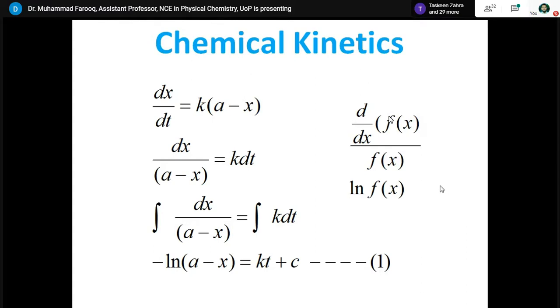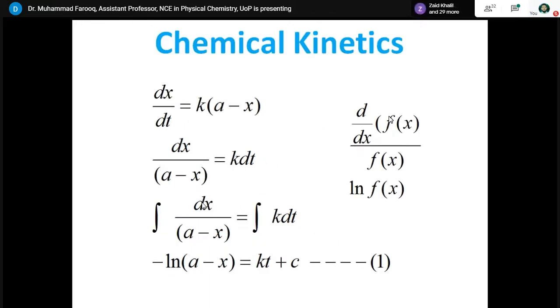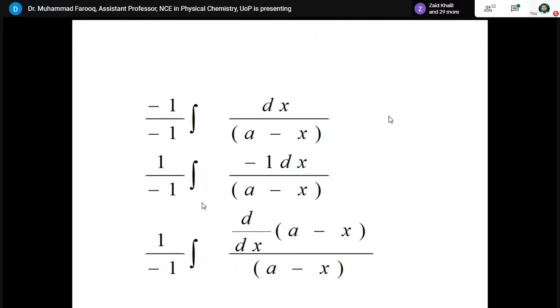You can see, I said if this is f of x and its derivative is present in the numerator, I took log of f of x. This is the integration of dx divided by a minus x. How to solve this one? Then what we did, we multiplied by minus 1 and divided by minus 1. Then we took 1 divided by minus 1 and multiplied minus 1 with dx. Is this clear or not?